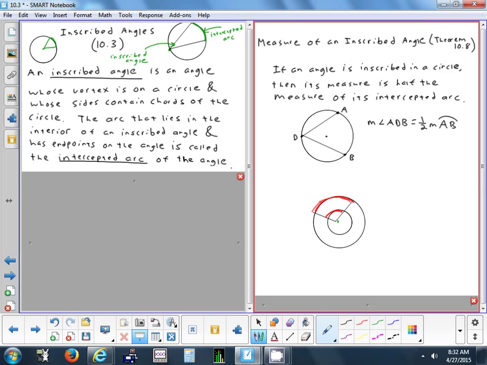If I just kept going, would that still be 156 degrees? Yes, the arc would still measure 156 degrees. I agree with you, it is longer, but it's the same angle measure.